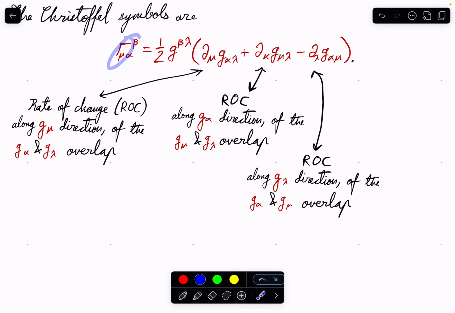So that's what the Christoffel symbols are doing: they're looking at how, when things change, the overlaps change, or how the overlaps are affected. So how the metric is affected by all this change in the metrics. Yeah, it's the plural.